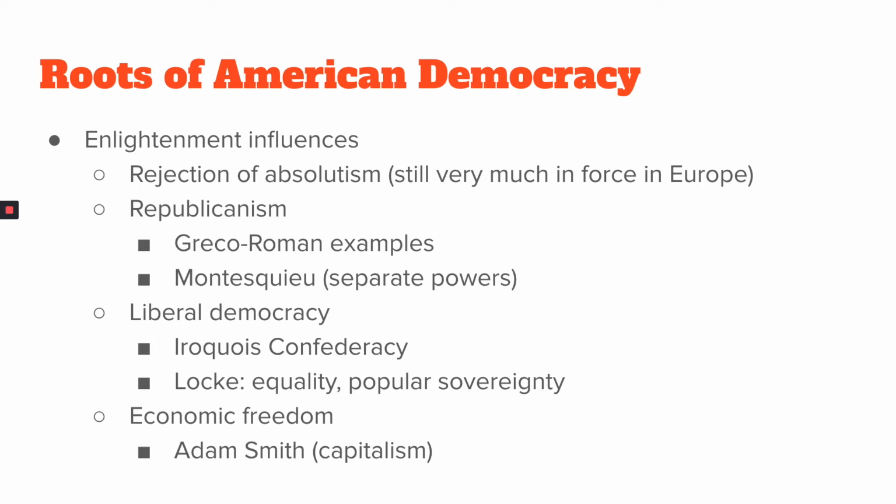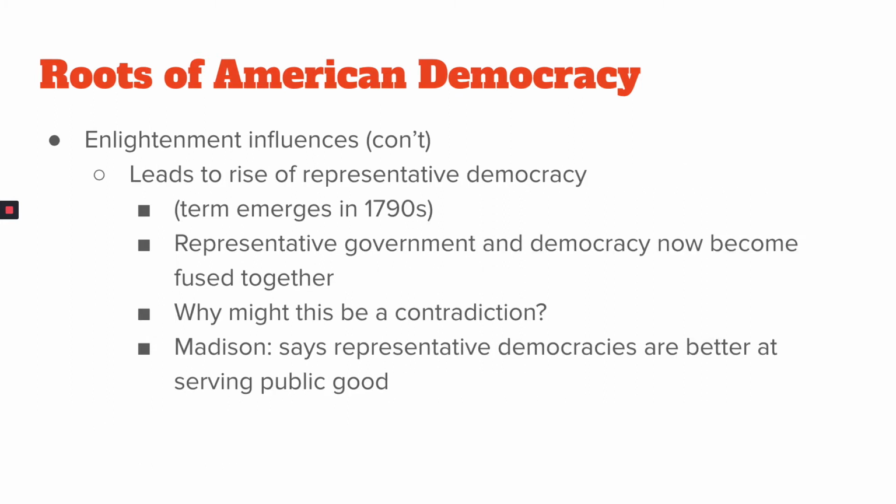And then by the last part of the 18th century, right at the same time of the American Revolution, the idea of economic freedom and free trade with the idea of capitalism, which is established in the ideas of Adam Smith. And by established, I mean first really articulated. It had been previously already established. And so all of these influences are going to lead to the rise of something known as representative democracy.